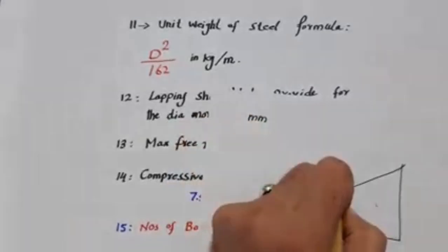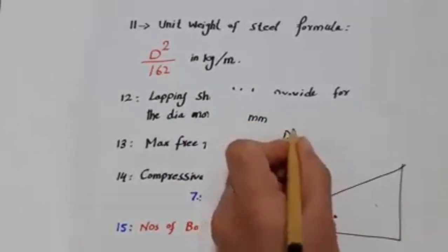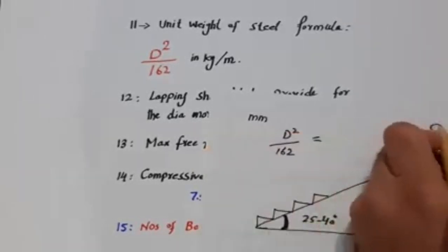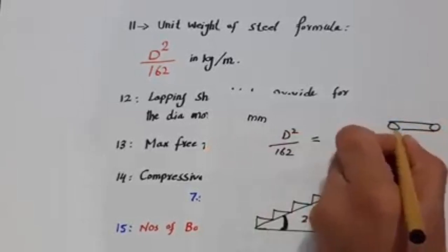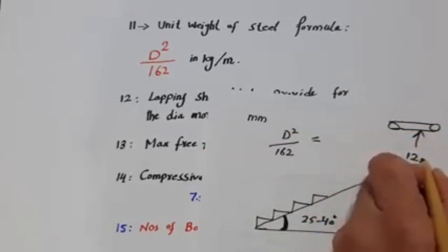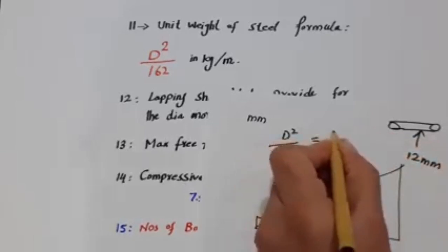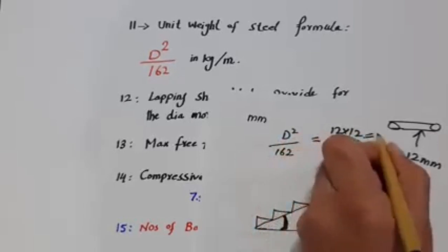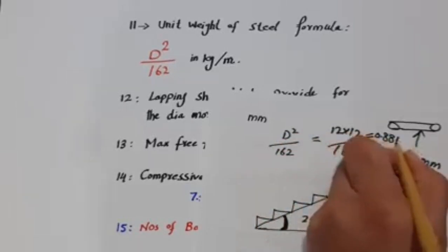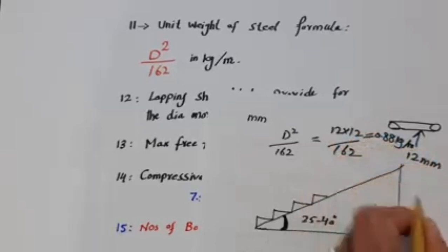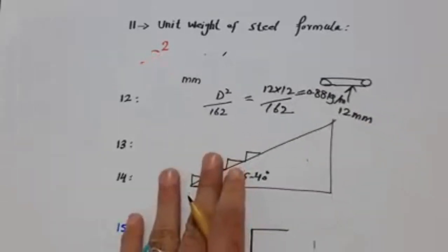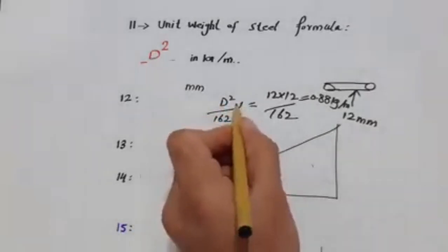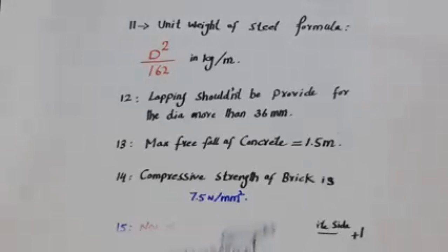For example, I am using the formula D square divided by 162. Say this is a steel rod, and the dia is 12 millimeter. So the formula will be 12 multiply 12 divided by 162, which becomes 0.88 kg per meter. So this is the weight of steel for 12 millimeter dia of steel rod. With the running length you can also multiply, right?